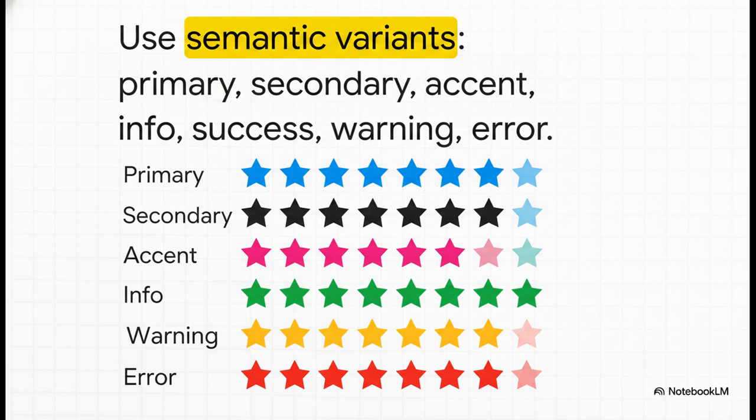So that visual rainbow we just looked at maps directly to a super simple backend property called the variant. In your designer, you literally just pick from semantic names: primary, secondary, accent, info, success, warning, or error. The component handles the rest. It automatically applies the correct active color and generates a 20% opacity version for the inactive background items. It's an incredibly easy way to make sure you stay consistent with your app's broader UI theme.